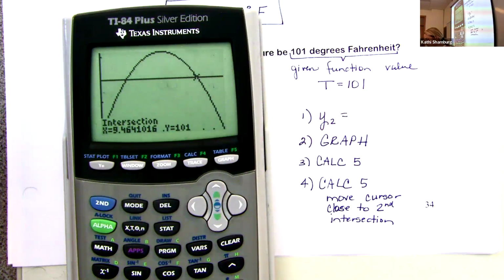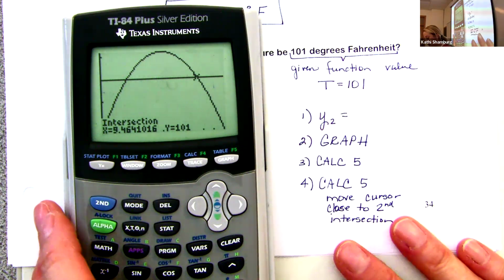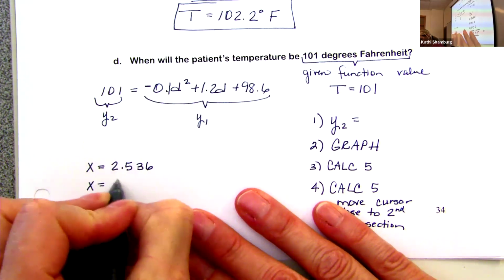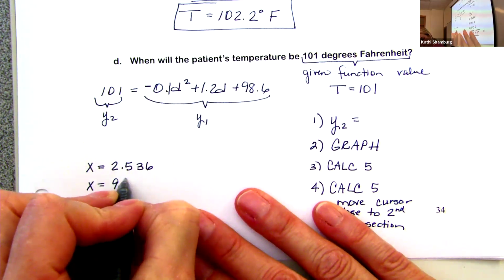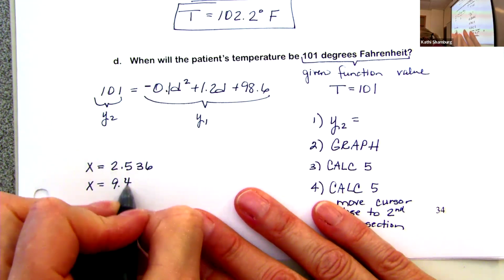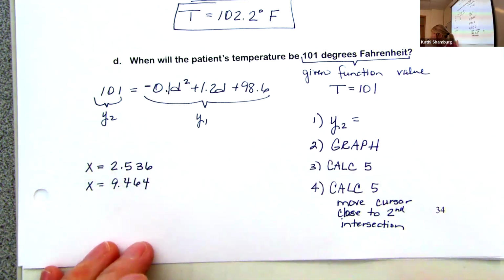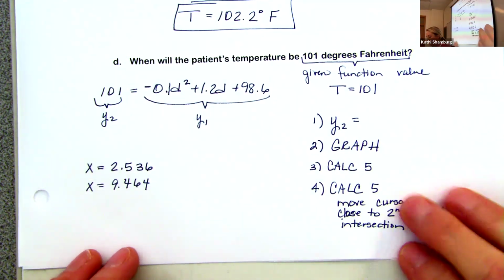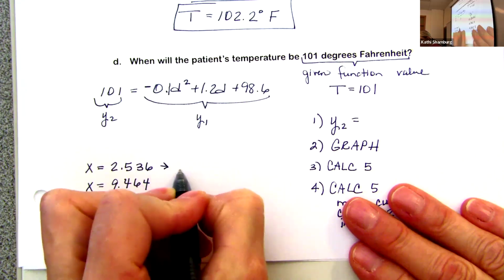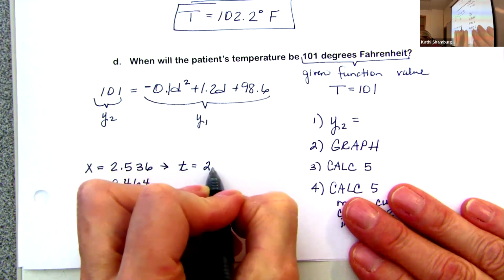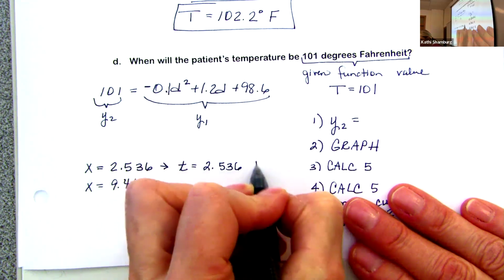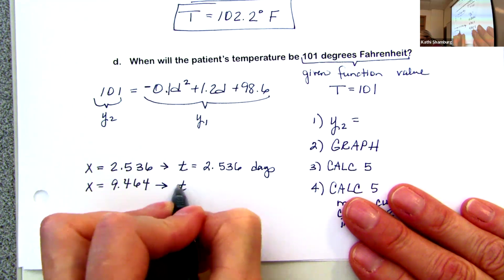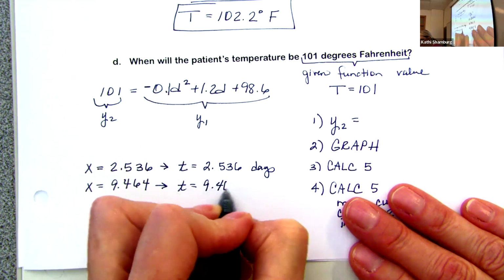that my cursor is on that second one and we get X equals 9.464. Okay, so again, my variable in this is T. So this is T equals 2.536 days. And this is T equals 9.464 days.